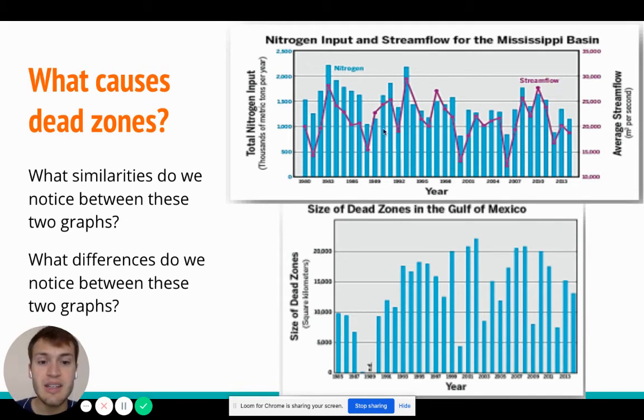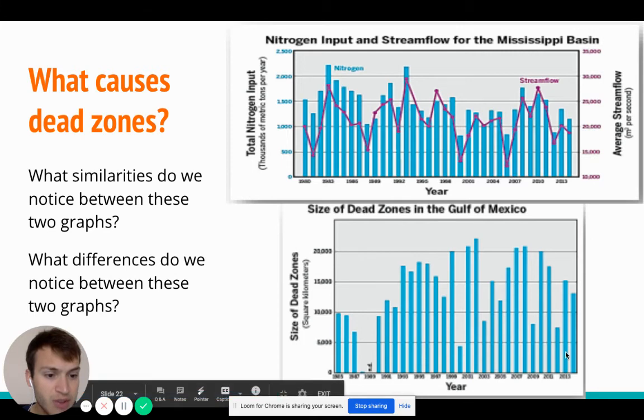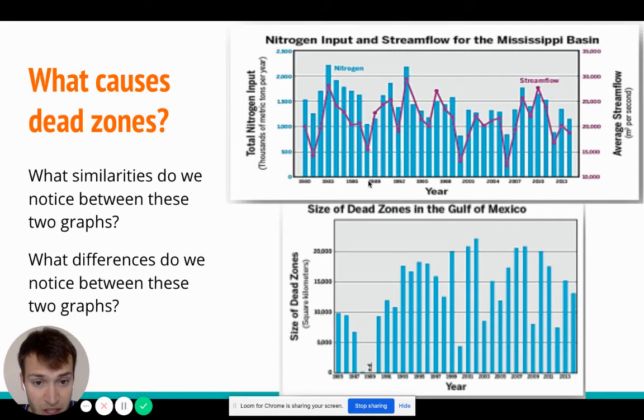All right, and I also have a graph that shows you the size of dead zones in the Gulf of Mexico. So these graphs are kind of ugly, and they're a little hard to read, but I tried to line them up by year. So you can see right here is 2013, so down here is also 2013. Here is 1989, right here is also 1989. So it's almost lined up. What similarities or what differences do you notice between these two graphs? What do you see?